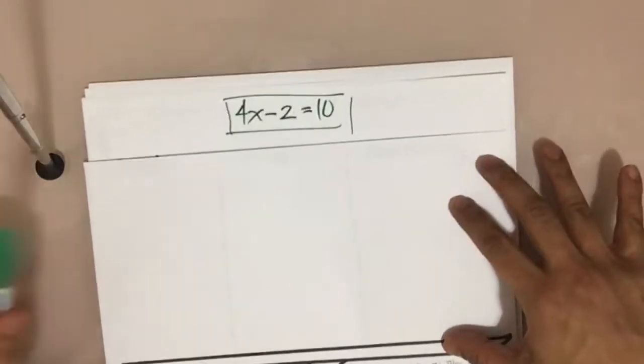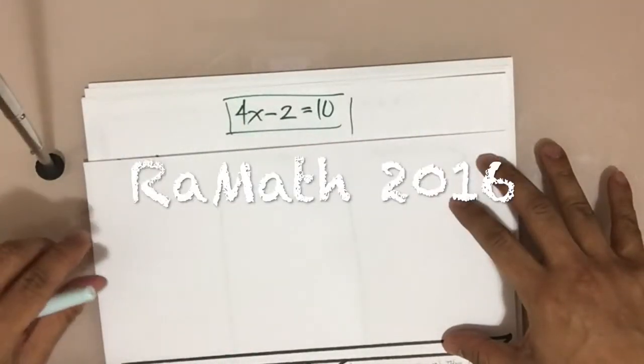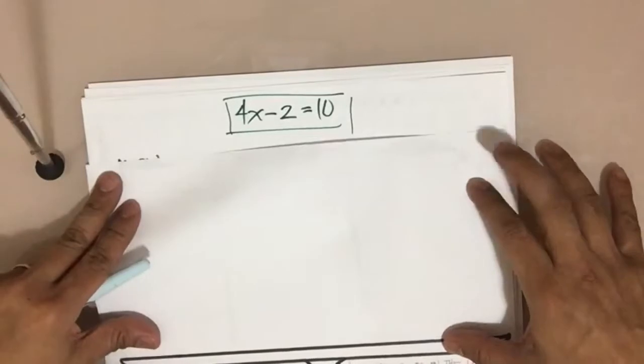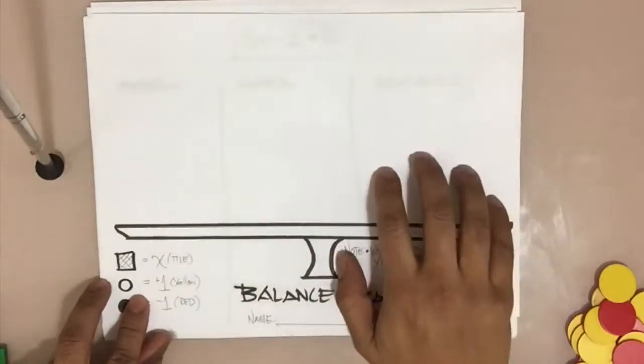4x minus 2 equals 10. We're going to solve a two-step equation. First, let us show it using manipulatives. So this is a balance scale. What we do on the left, we do on the right.